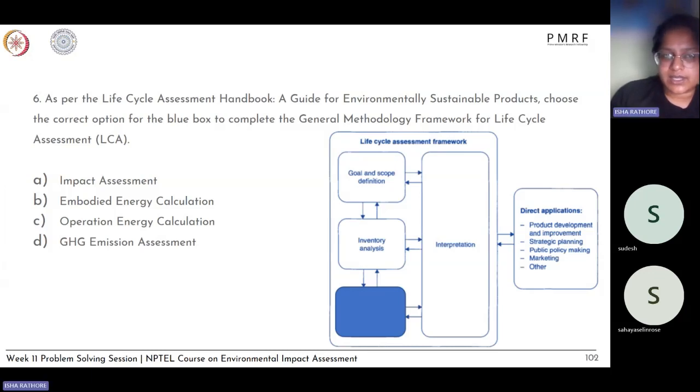Okay, we have an answer A. So A is the correct answer. So impact assessment. So it's goal and scope definition, inventory analysis, and impact assessment, and the interpretation at each of these stages. So A is the correct answer. Moving on to the next question.